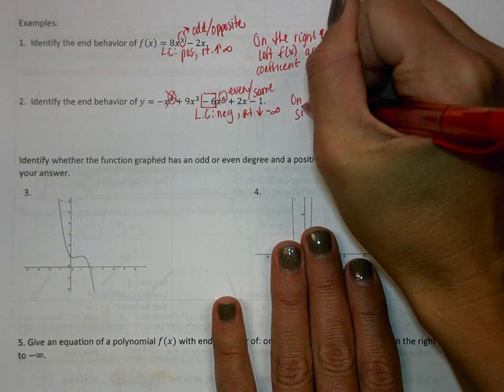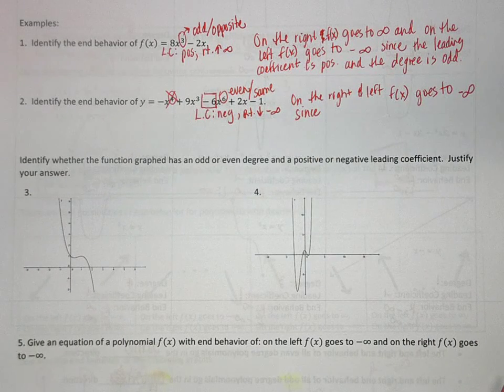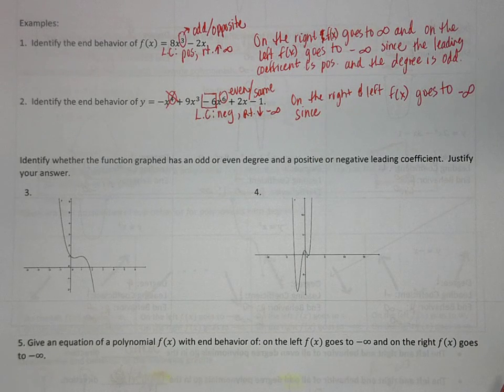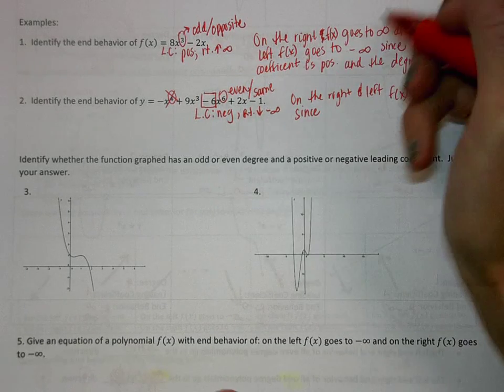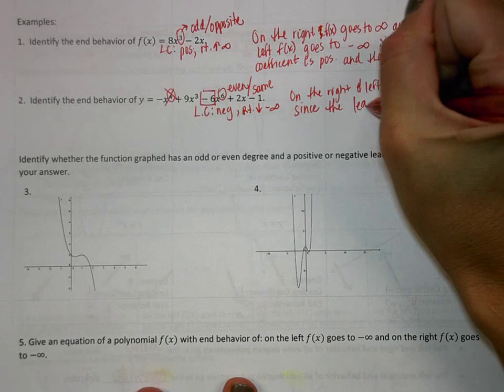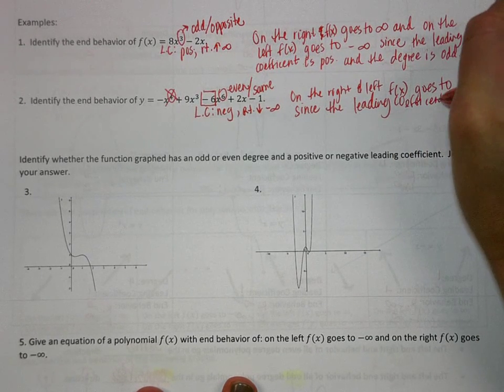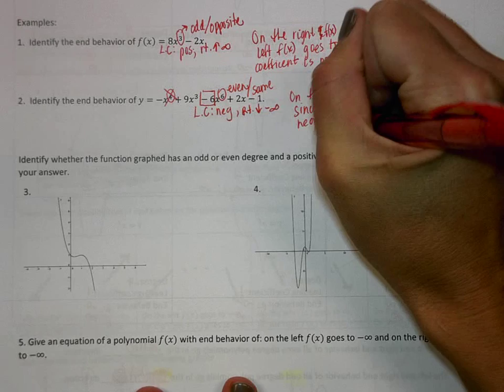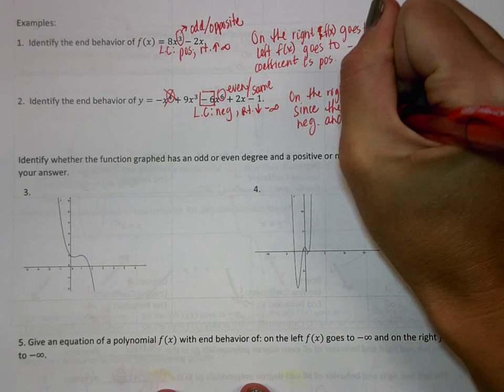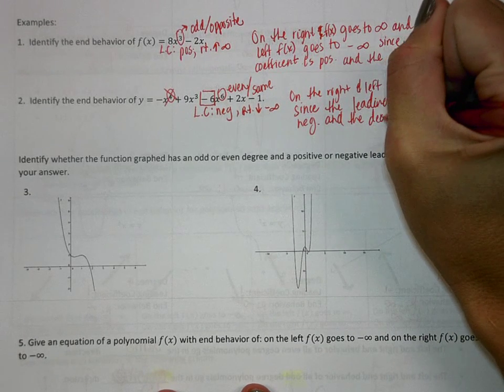since, and then what would we write after the since part? Yep, leading coefficient is negative and the degree is even. Good. So since the leading coefficient is negative and the degree is even.